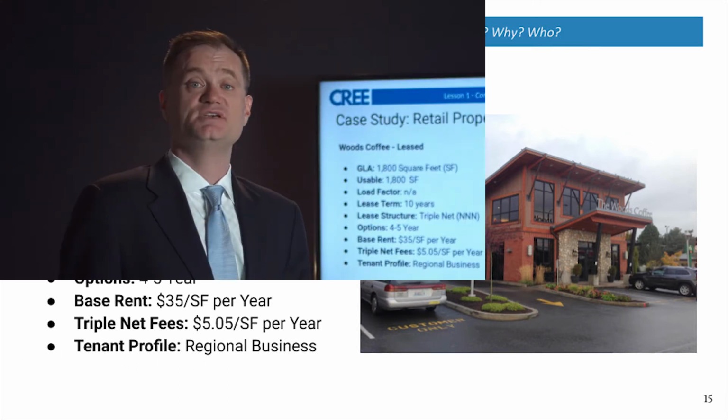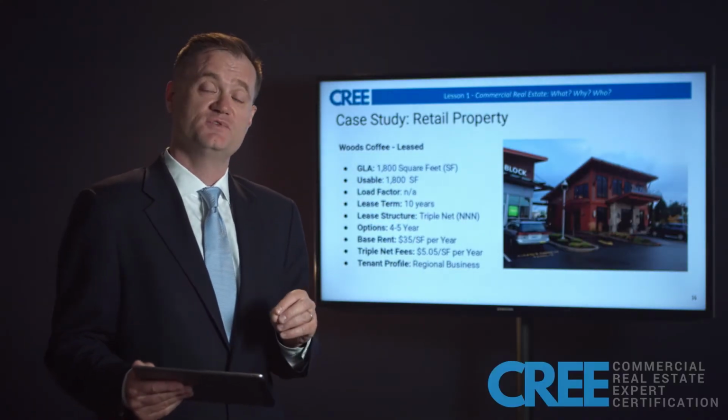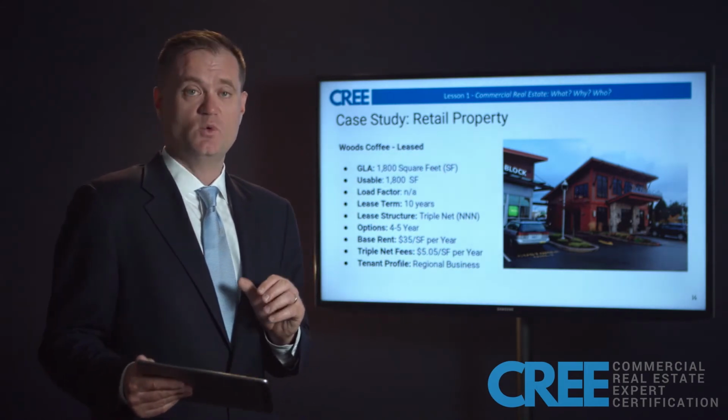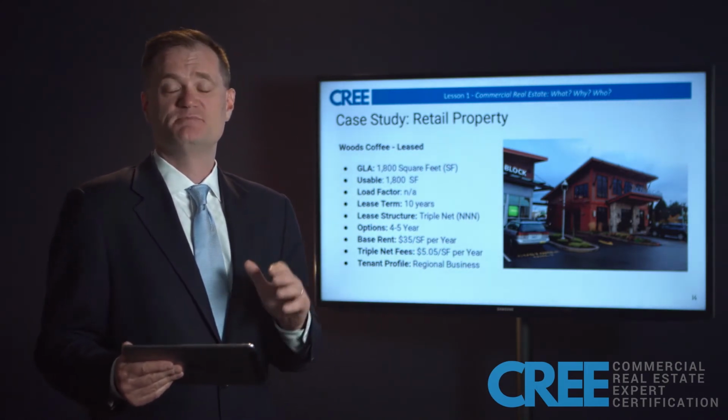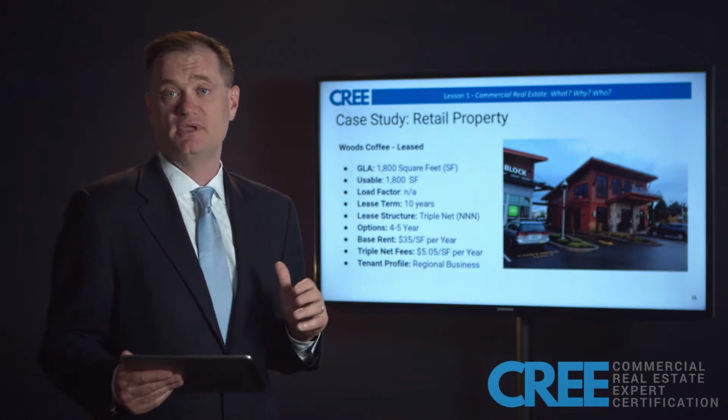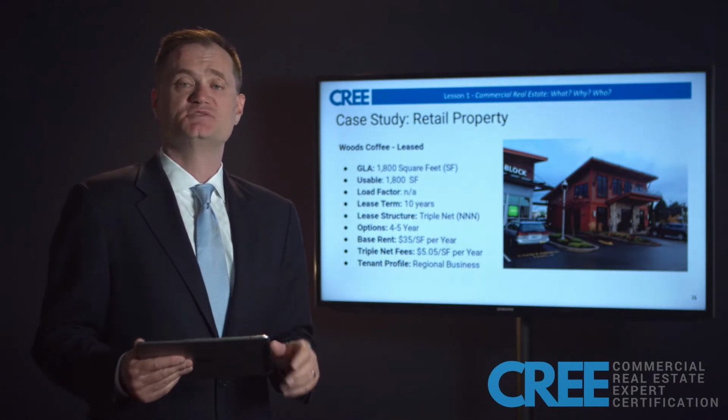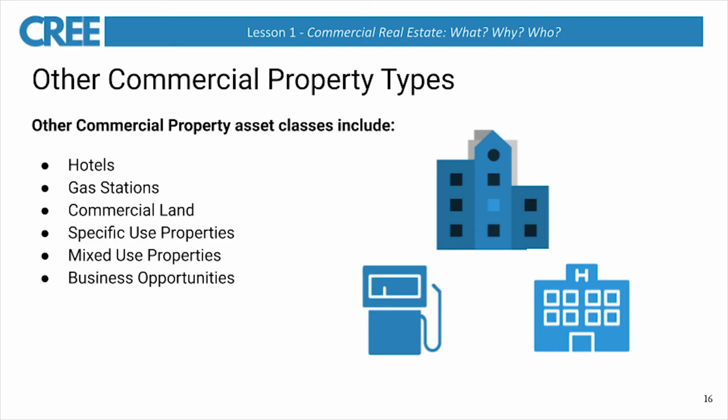The triple net fees were just over $5 a square foot for this particular tenant, and it was a regional business. This particular tenant has almost 20 locations, and they were growing and expanding into this particular market, and this location was perfect for them. So those are our 4 asset classes and different case studies that we'll be talking about. And again, you're going to have access to all the information on those deals that I personally was involved with.